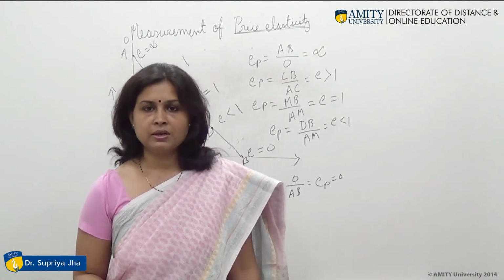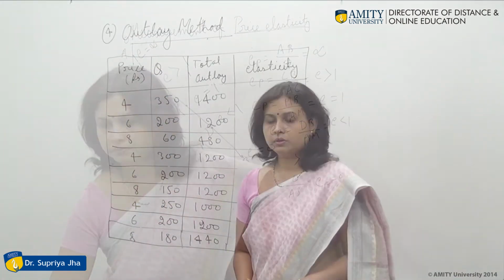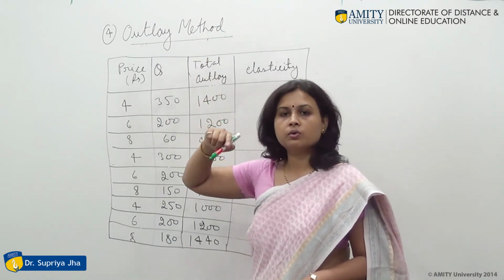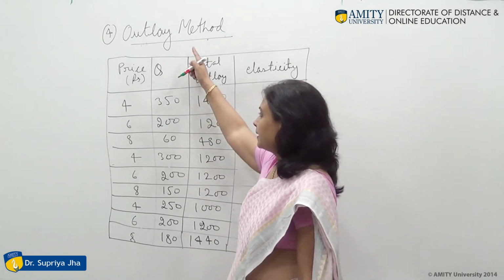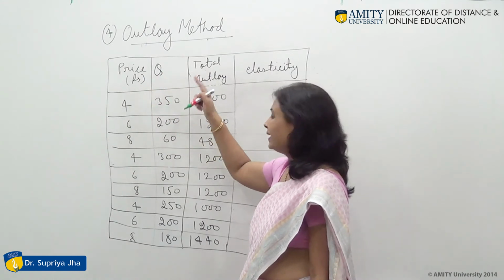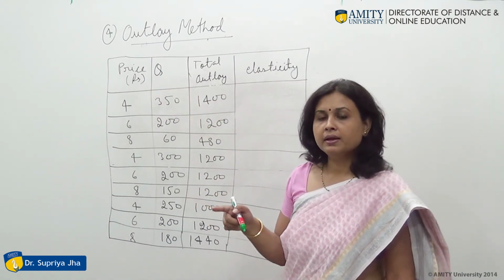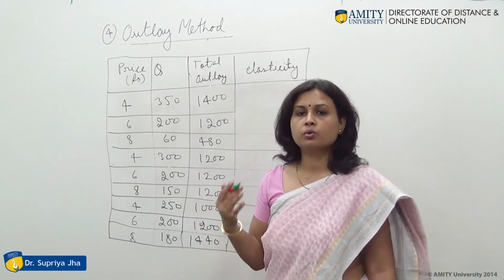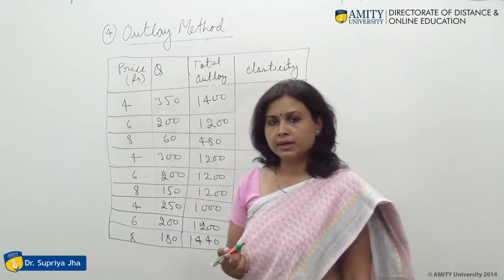One more method is there, total outlay method. The fourth method is known as total outlay method, total revenue method, or total expenditure method. In this method, we calculate the price elasticity of demand depending upon the total expenditure or total revenue or total outlay. How is total outlay calculated?